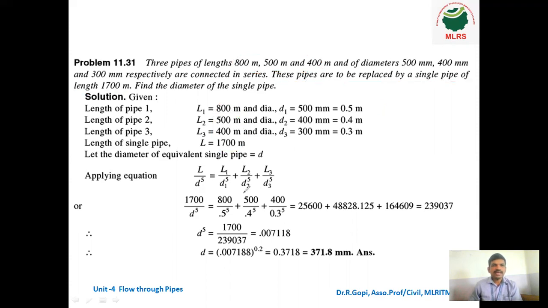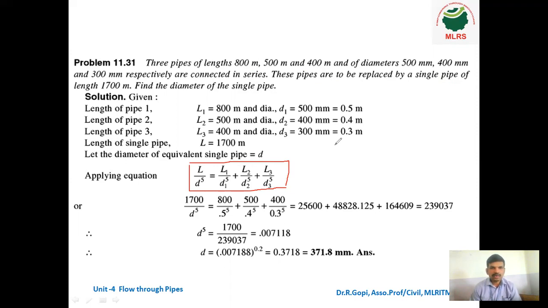Now applying the equation. We know the Dupuit's equation for the equivalent pipe. What is that Dupuit's equation? L divided by D power 5 equals L1 divided by D1 power 5 plus L2 divided by D2 power 5 plus L3 divided by D3 power 5. Here there are only 3 pipes, so writing up to L3 is enough.